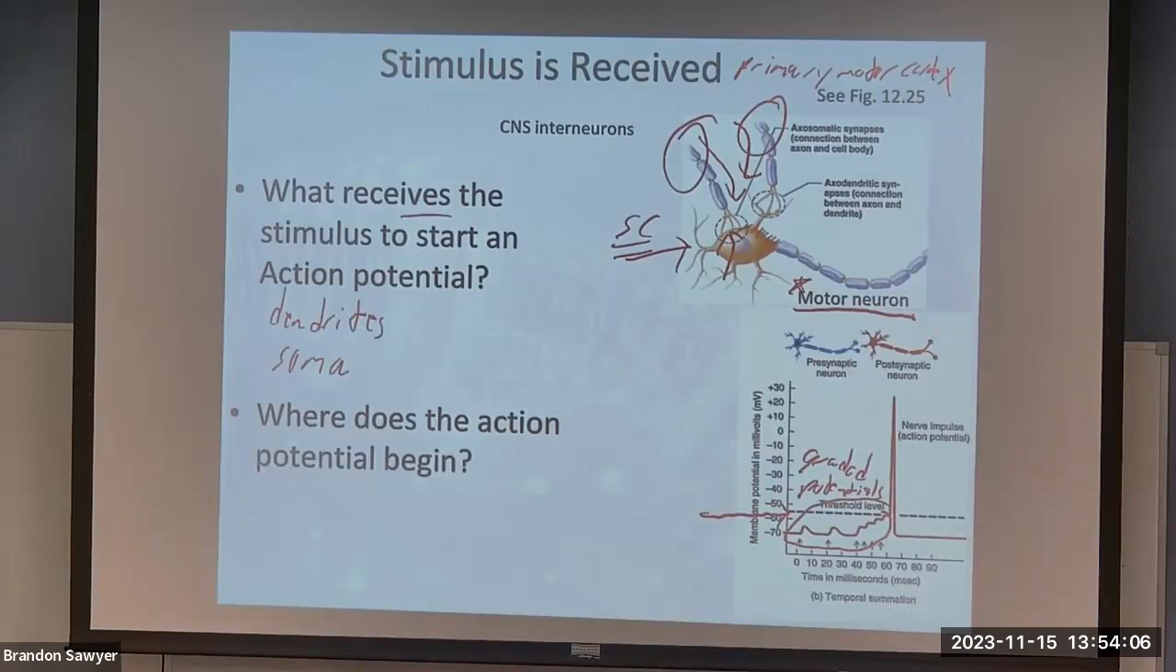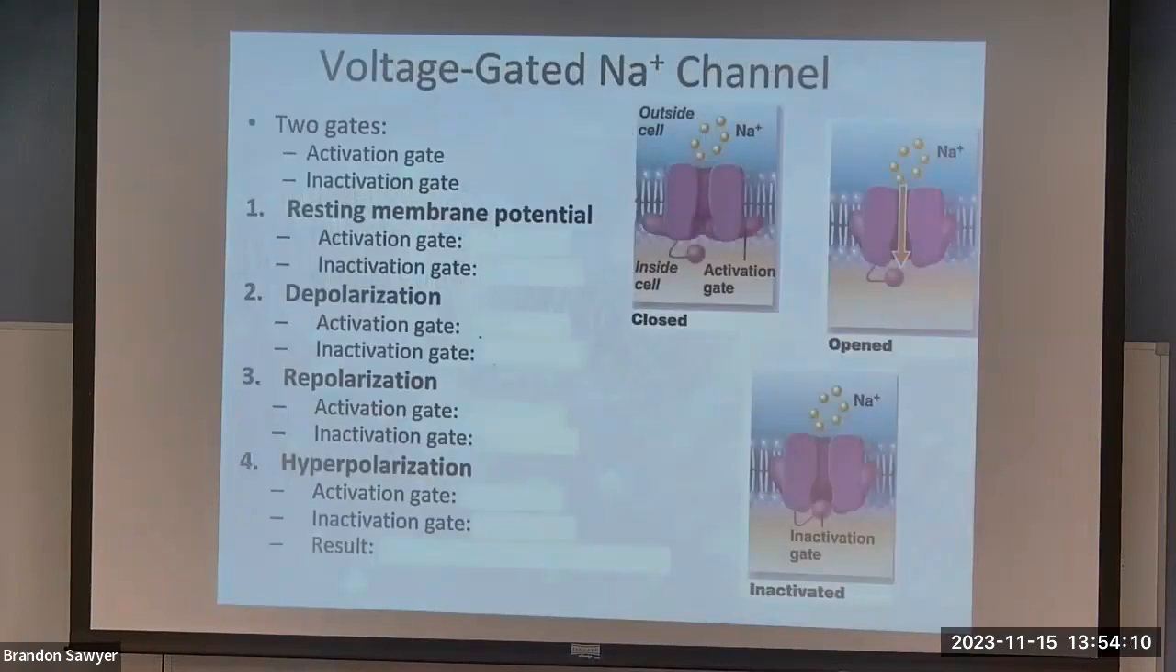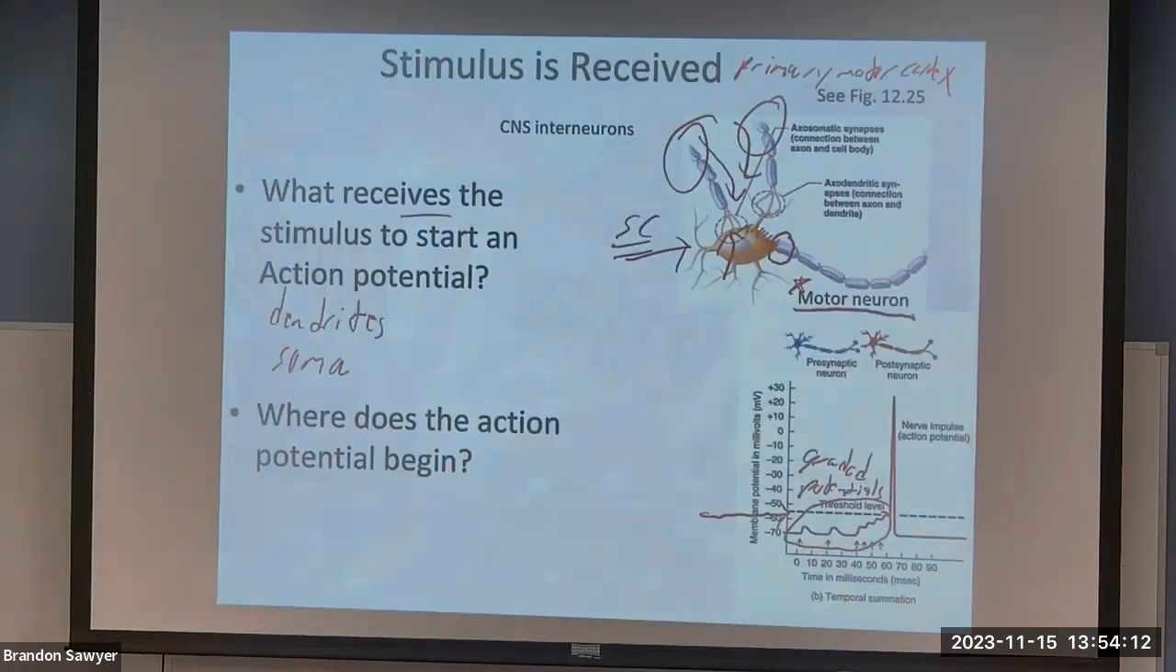If we get enough of those graded potentials on this part here that we talked about last time, what was that first part of the axon called? Axon what? Hillock, right? So that's where the action potential begins, on that axon hillock. And so that's where we're first going to see this big spike of an action potential. Okay, questions on that part so far?